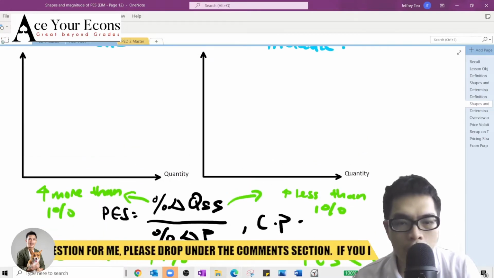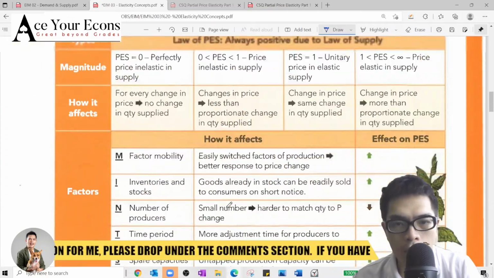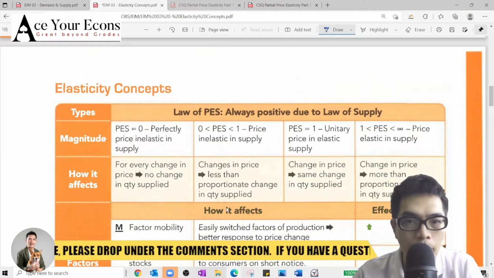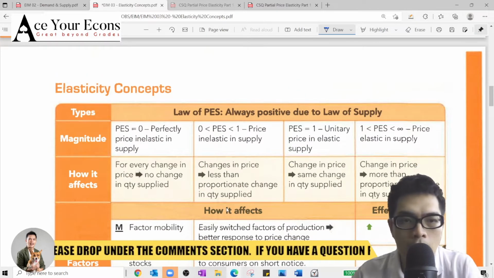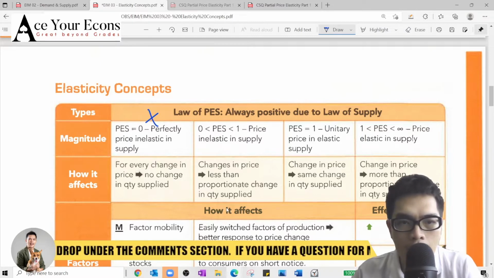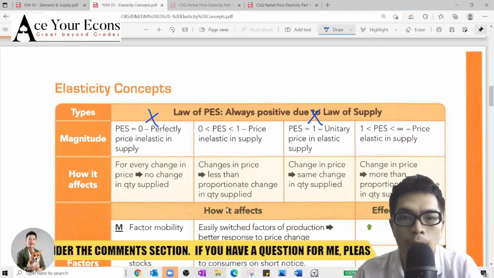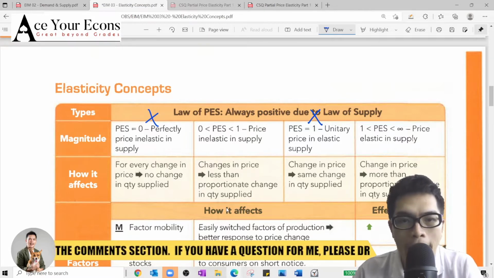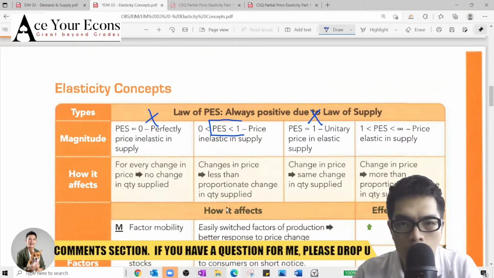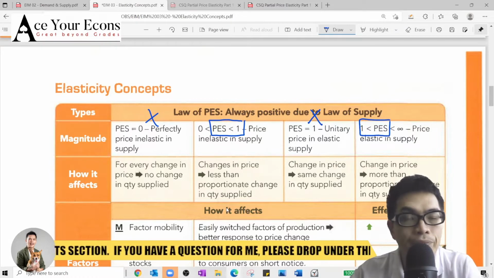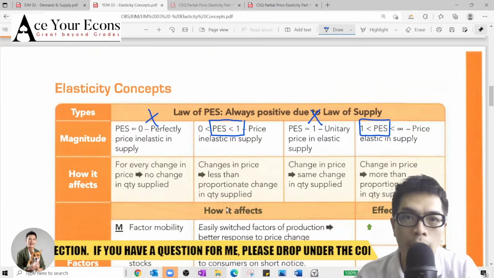I just want you all to refer to the book again. Let's look at page 13. I'm going to highlight the things that are important. PES, these two values are hardly tested, so you can cross them out. I want you to highlight this range: less than 1 and greater than 1. These are the two ranges that we are concerned about.